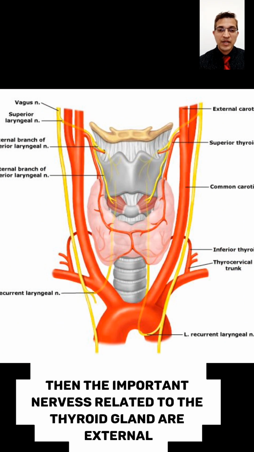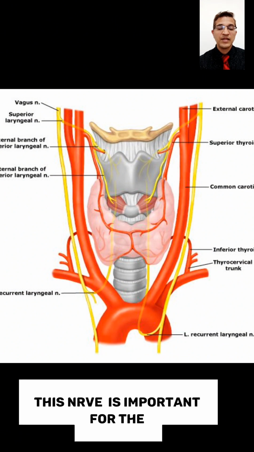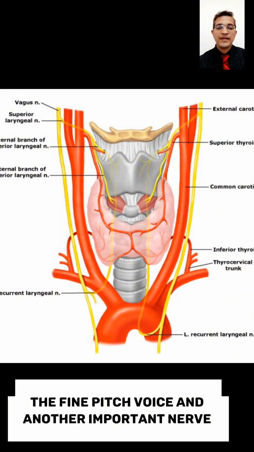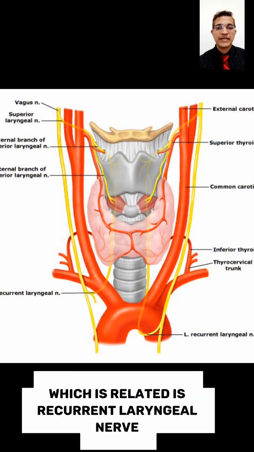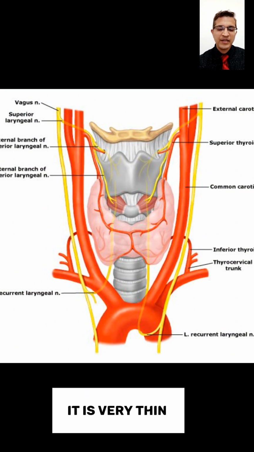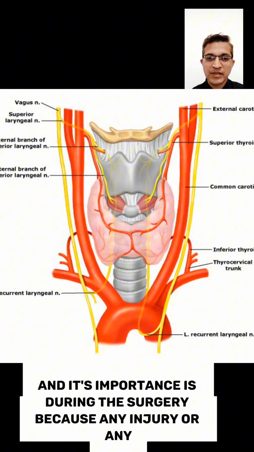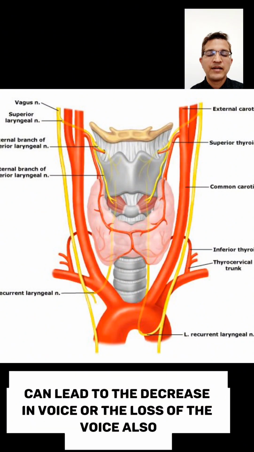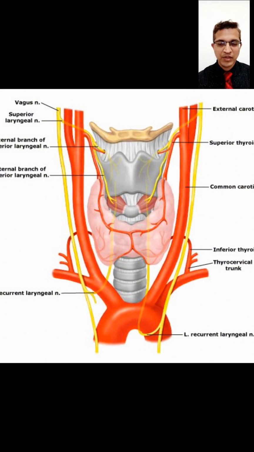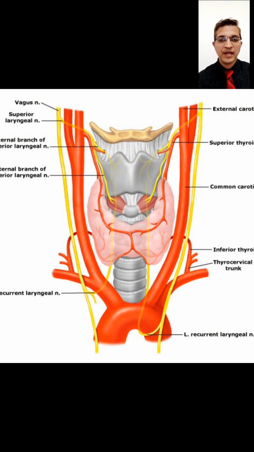Then the important nerves related to the thyroid gland are the external branch of the superior laryngeal nerve. This nerve is important for fine pitch of the voice. Another important nerve is the recurrent laryngeal nerve. This is the most important nerve which is very closely related. It is very thin, and its importance is during surgery because any injury or damage to this nerve can lead to a decrease in voice or loss of the voice also. So that's why these are all important structures.